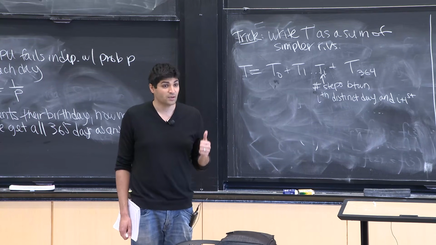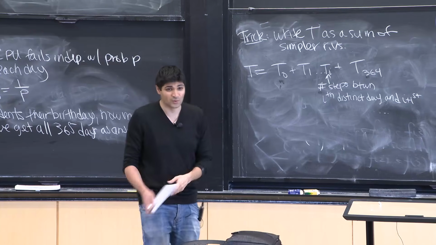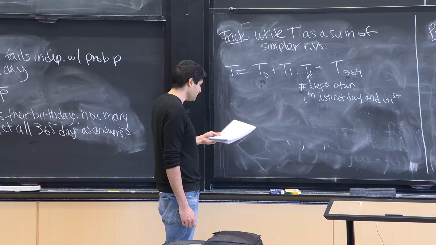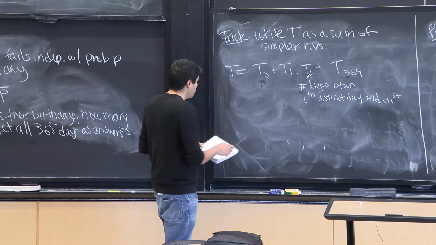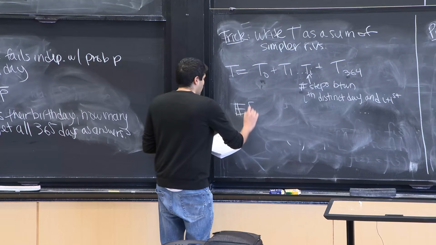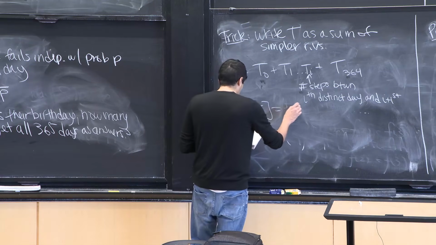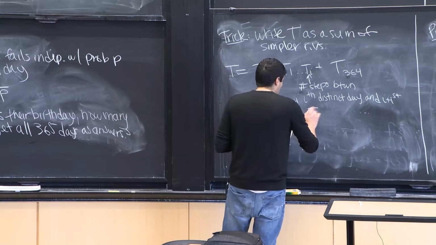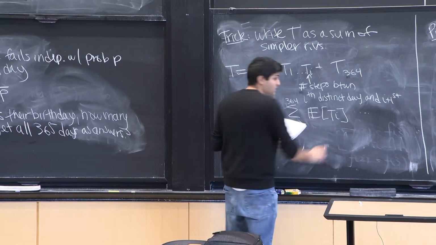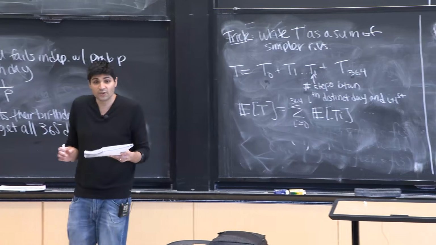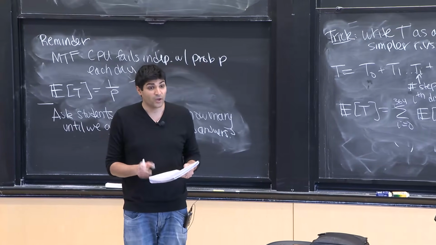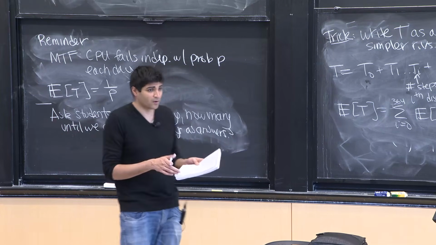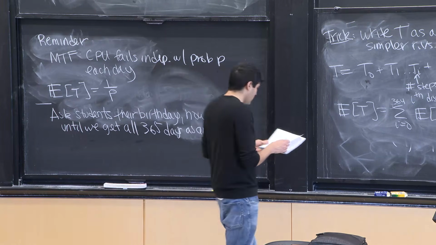Any other questions? This is a big trick. It's hard to know that this is what you're supposed to do without seeing this trick before, but it's a trick we're going to use all the time. So now, by linearity of expectation, we know that the expectation of t is the sum from i equals 0 to 364 of the expectation of all of these ti's. This is literally just using linearity of expectation. We know t is the sum of all of these ti's. That's how many students I have to ask until I cover all of the birthdays.